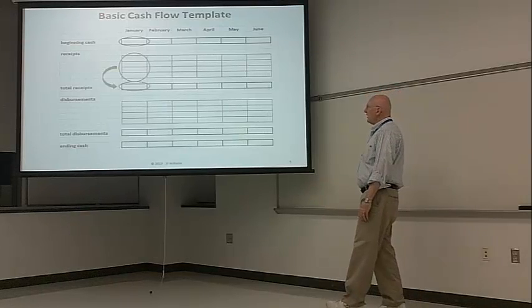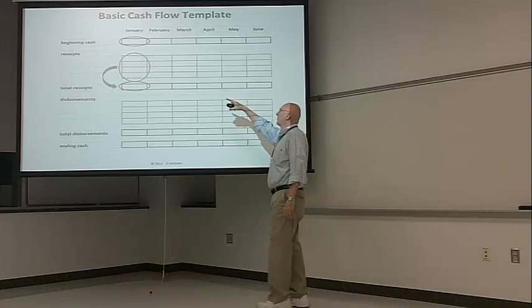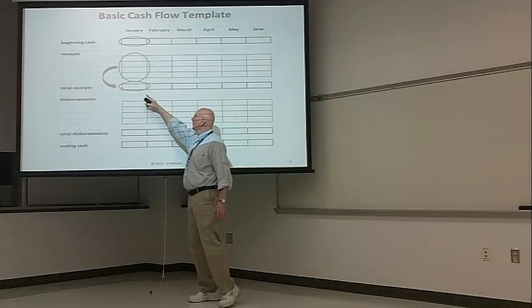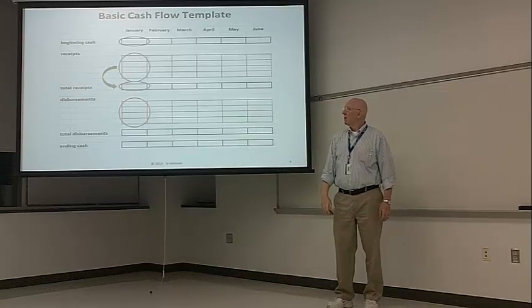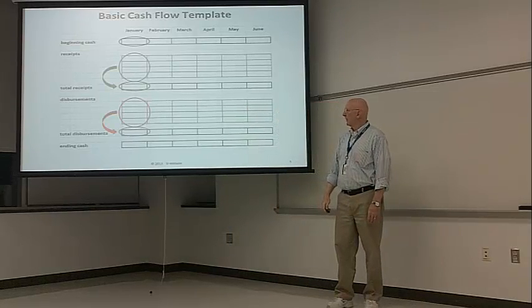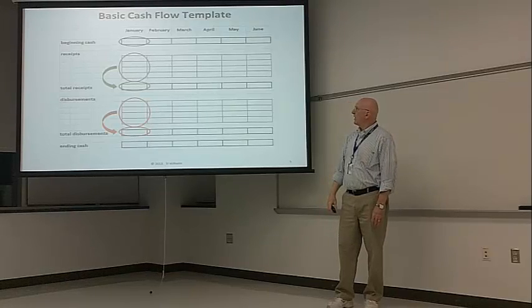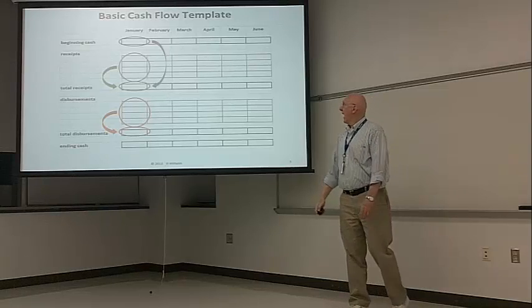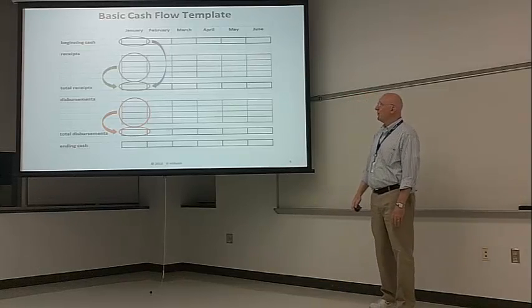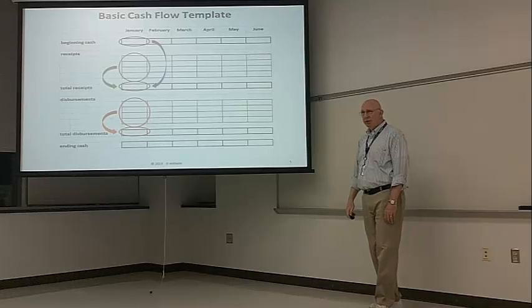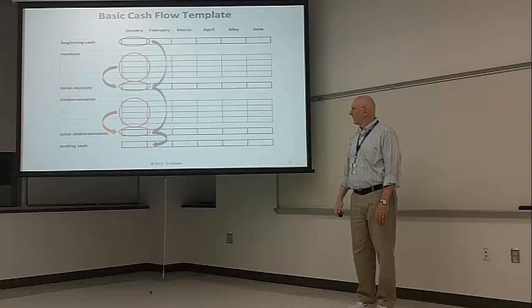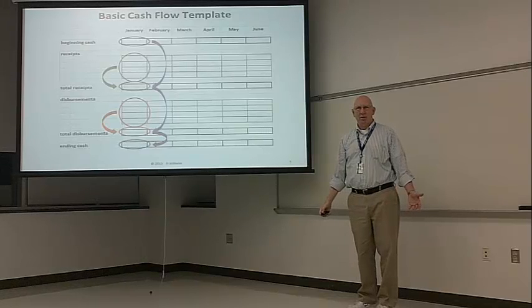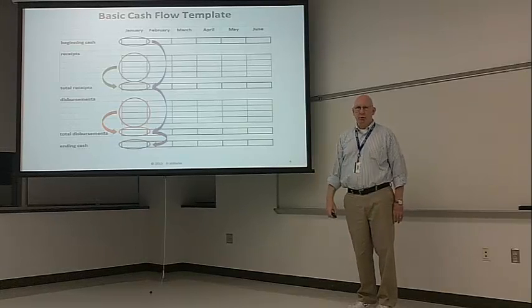We have some receipts, and those receipts we will add together to get total receipts. We also have some disbursements. We'll sum those together to get total disbursements. Next, add the beginning cash to the total receipts, subtract total disbursements, and we've got ending cash. And that's what the example is going to show.